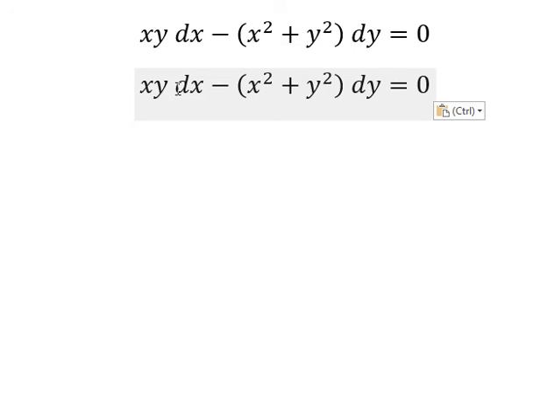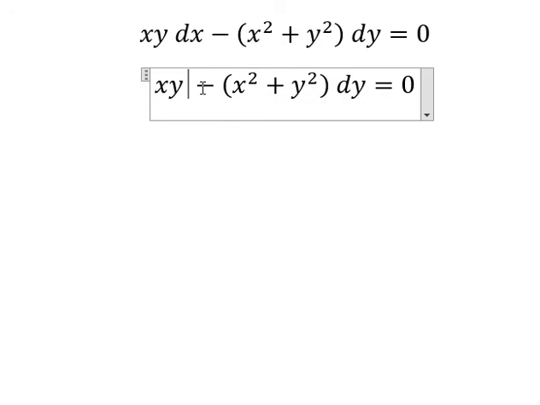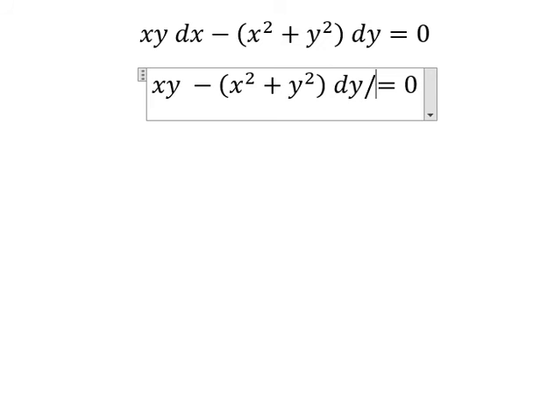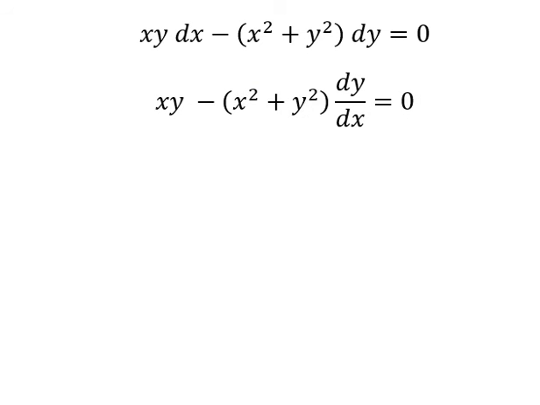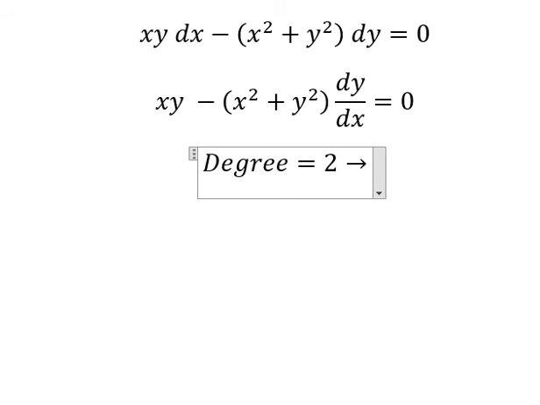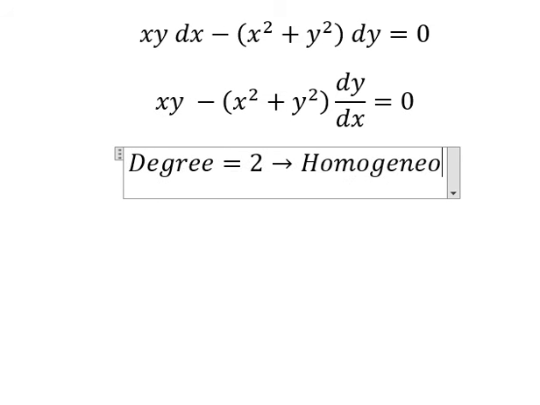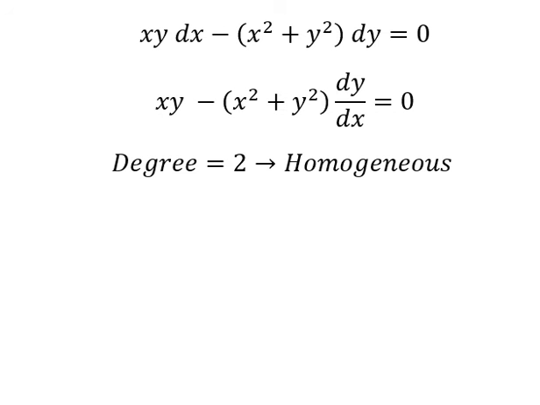We need to divide both sides by dx. So we have sy, s square, y square. They are degree number 2, so that is about homogeneous. So I will put y equals to vs.